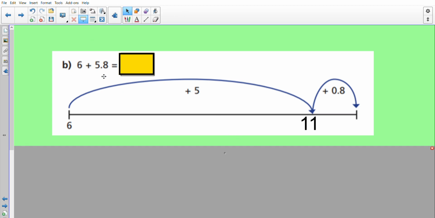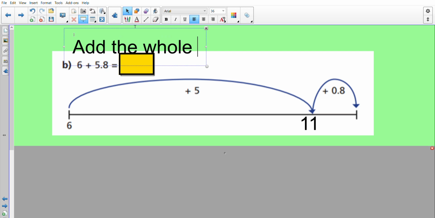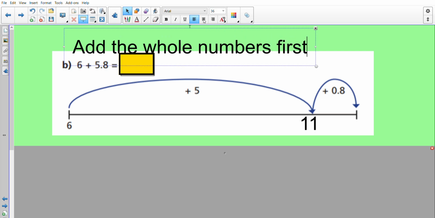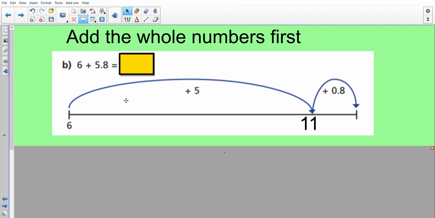So 6 add 5.8, what we're going to do is add the whole numbers first. And I'm going to write that down, so that's really important. Add the whole numbers first. Just remember that for future questions as well. So 6 add 5 equals 11. And then we've just got this 0.8. Now that 0.8 is this 8 here, isn't it? So 11 add 0.8 is 11.8, and there's our answer.